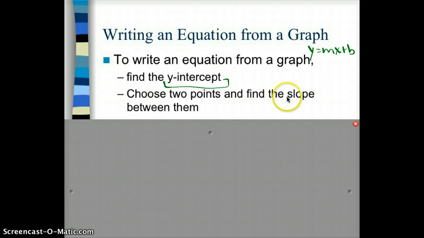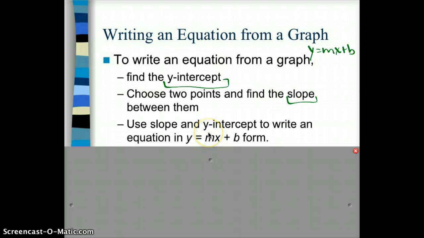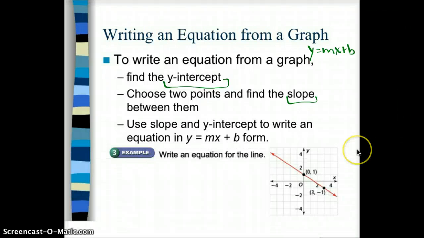2, choose any 2 points and figure out the slope between them. Then you can use that slope and y-intercept to make your equation in y = mx + b form. But you need to know those 2 things. So if I was going to write an equation for this line, if you think you can do it, do try it on your own. If you don't think you can do it, watch along with me.